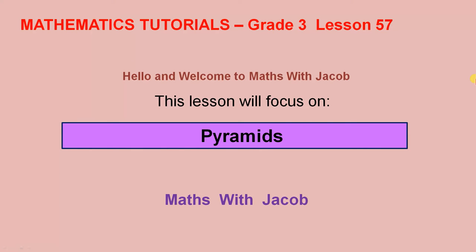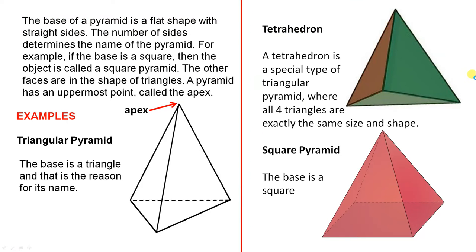This lesson will focus on pyramids. The base of a pyramid is a flat shape with straight sides. The number of sides determines the name of the pyramid. For example, if the base is a square, then the object is called a square pyramid. The other faces are in the shape of triangles.